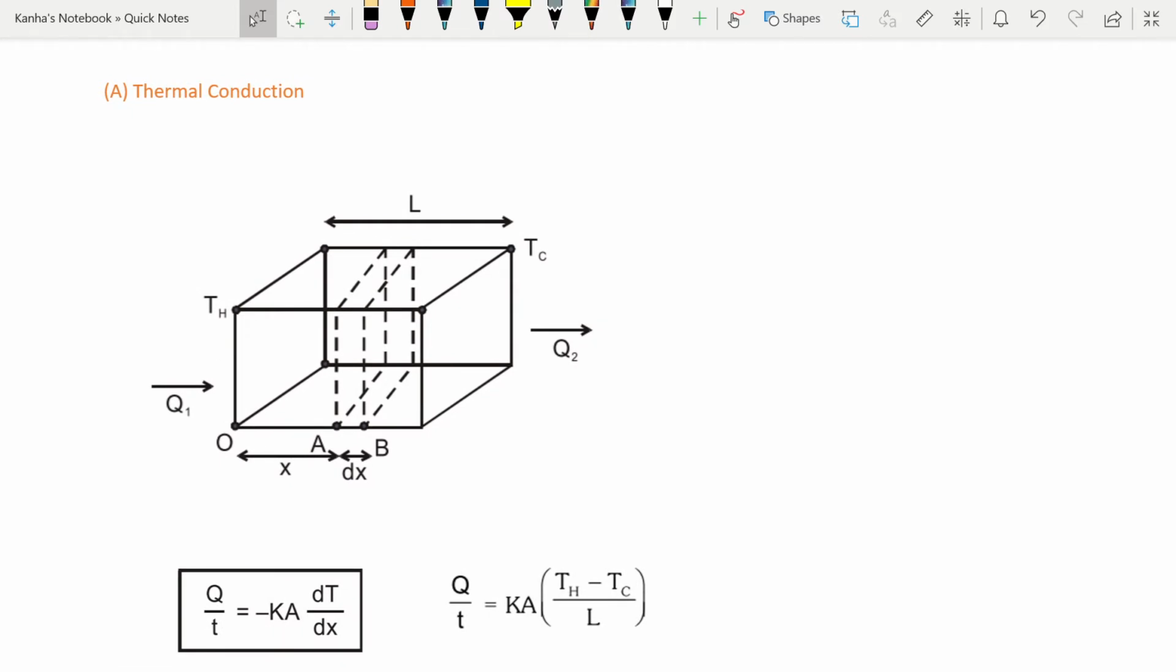So as I said before, thermal conduction is the process by which heat is transferred from one hot part of the body to the cold part through the transfer of energy from one particle to another particle of the body without the actual movement of the particles.